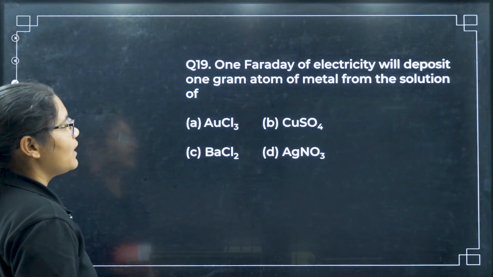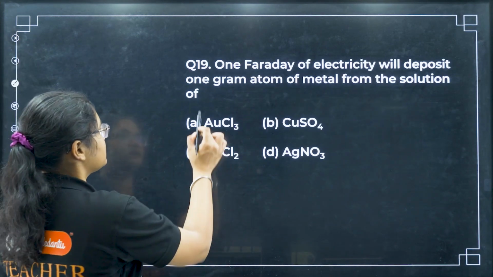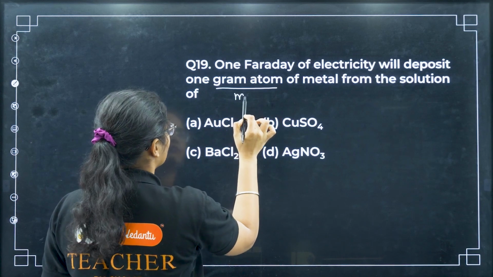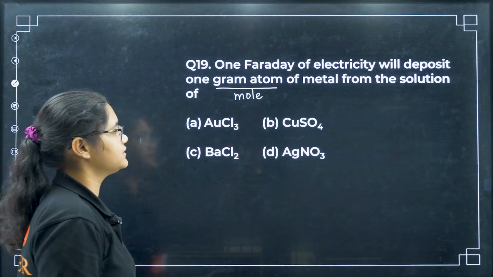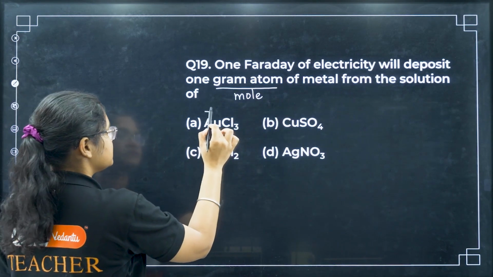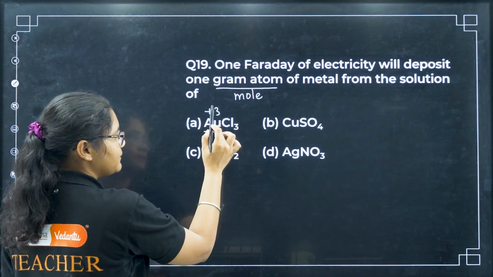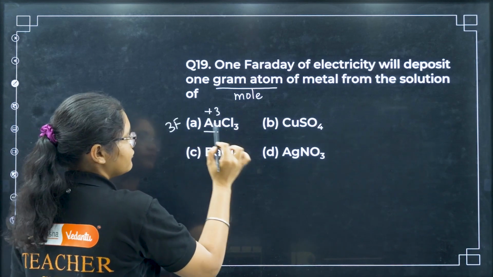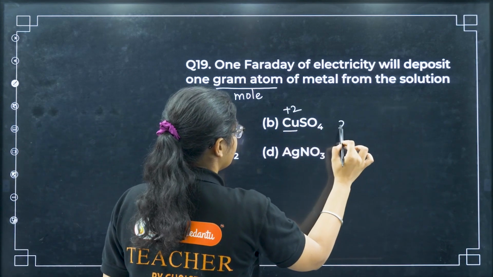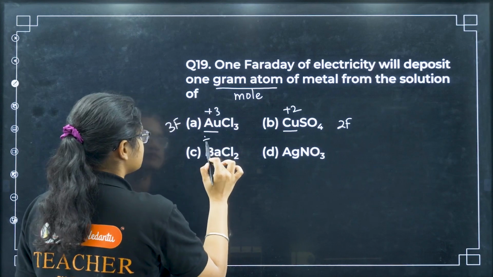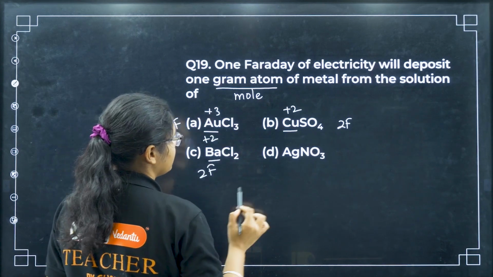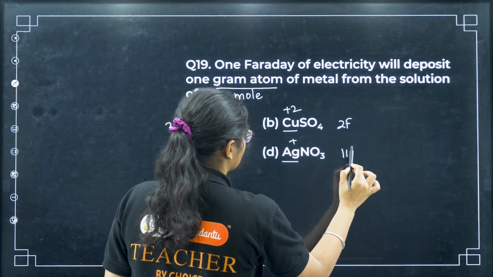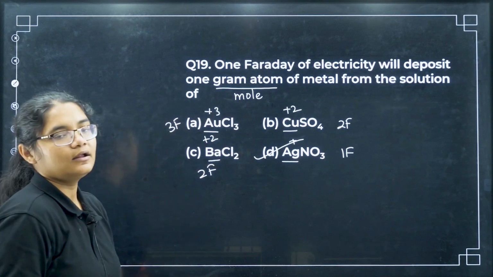Next, 1 Faraday of electricity will deposit 1 gram atom, meaning 1 mole, of metal from the solution of. So for deposition of gold, it is in +3, we need 3 Faraday. For deposition of copper, we need 2 Faraday. For deposition of barium from barium chloride, we need 2 Faraday. For silver, I require 1 Faraday, option number D here.